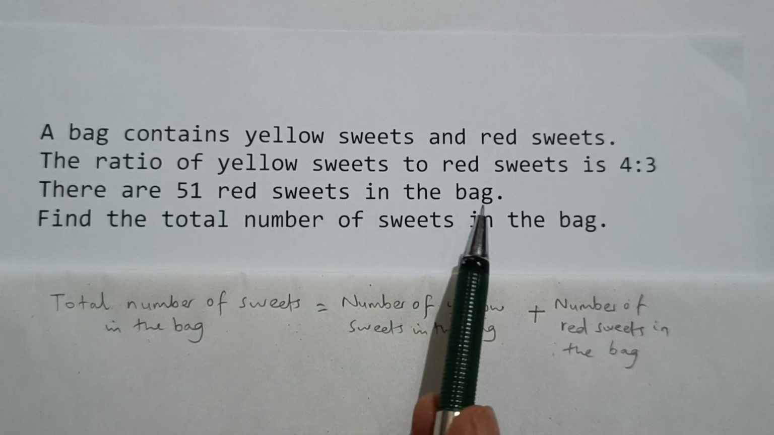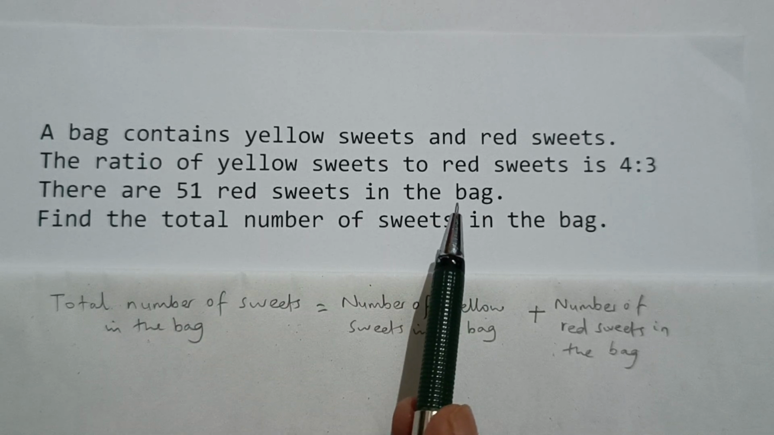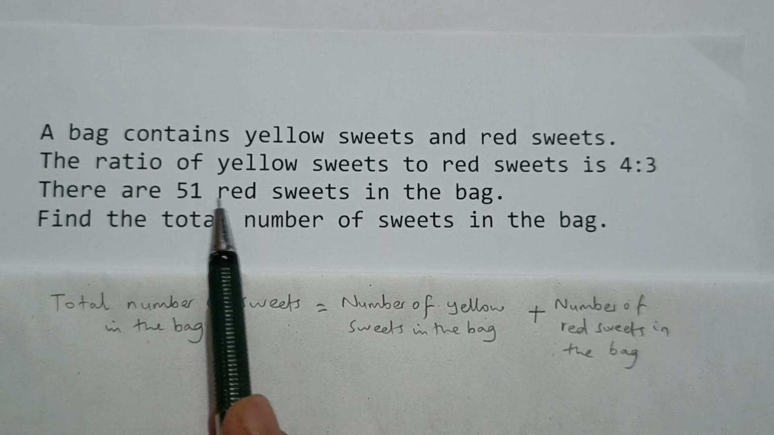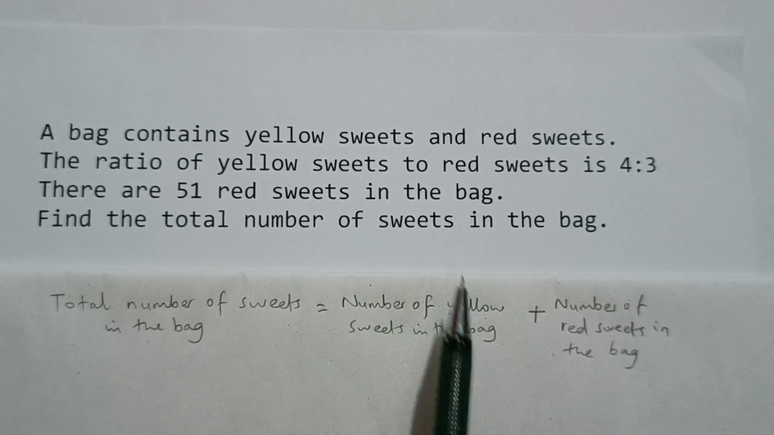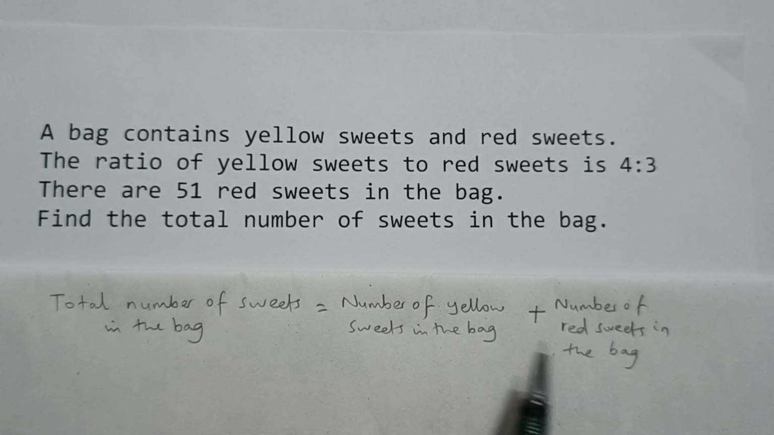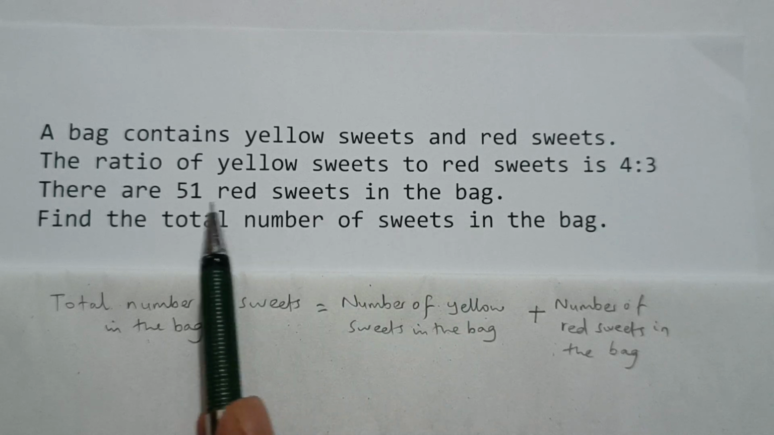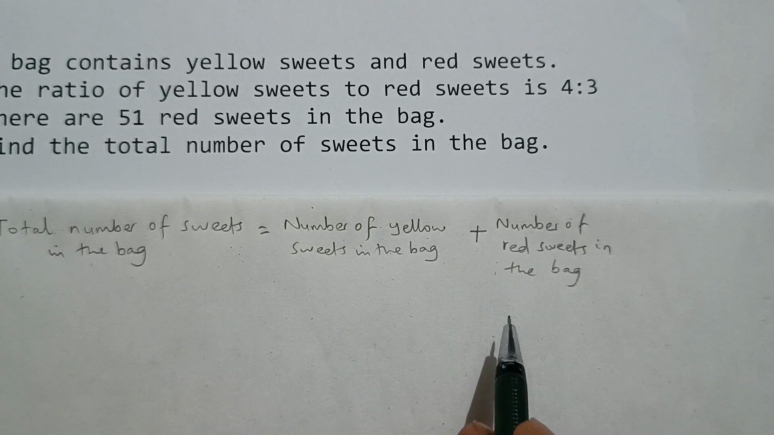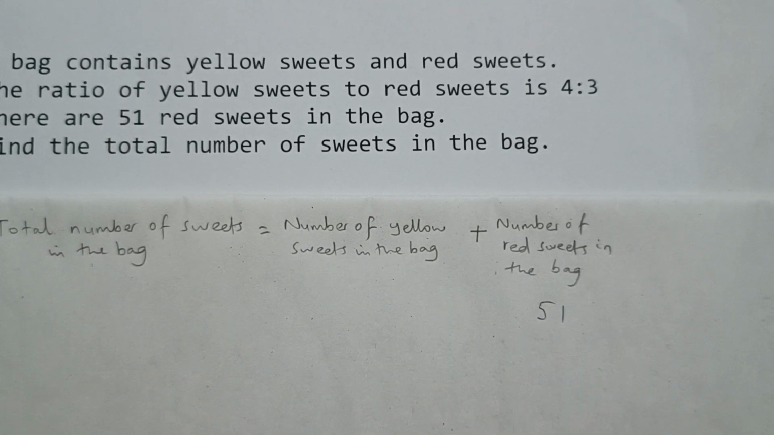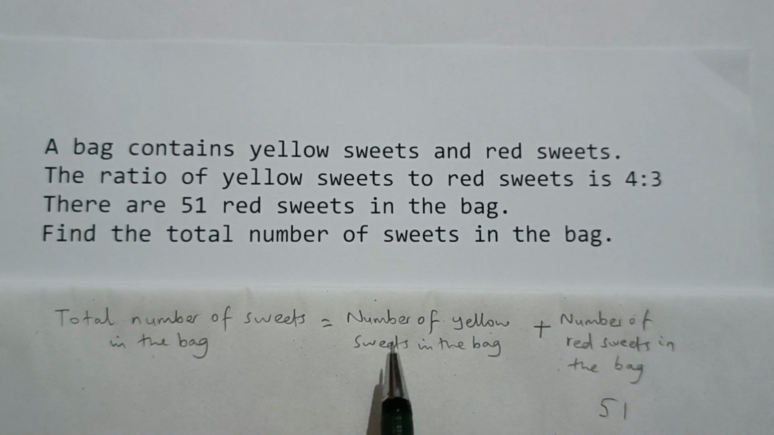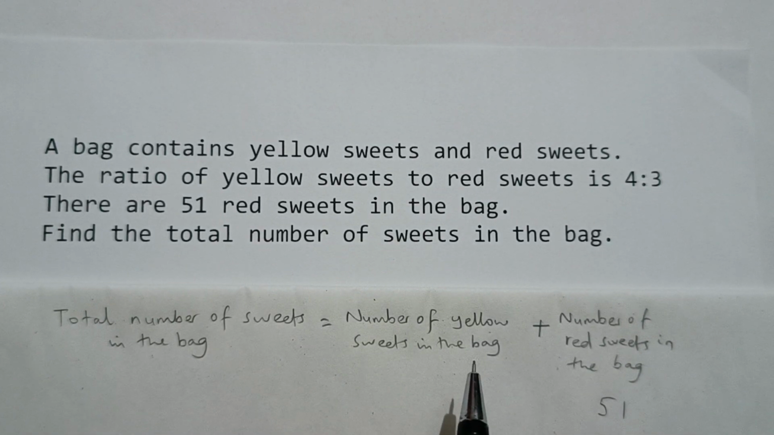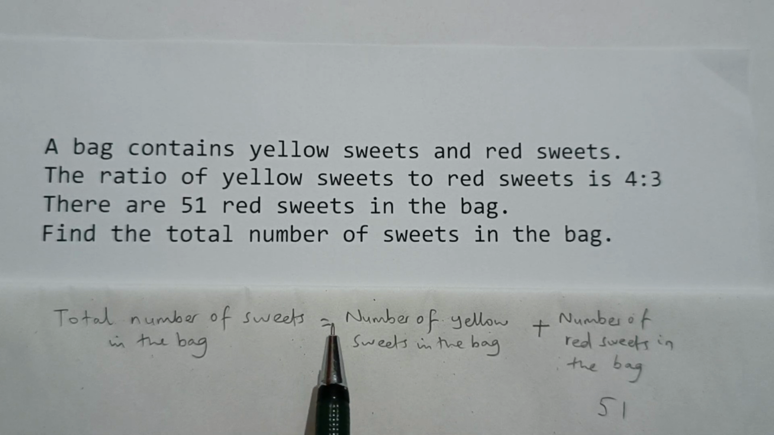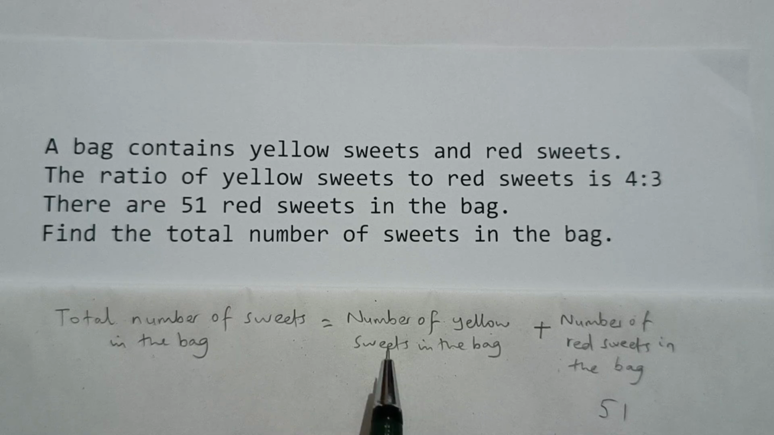Now if you look at this statement, they are saying that there are 51 red sweets in the bag. So the number of red sweets in the bag is already given to us. The number of red sweets in the bag is 51. And if we find the number of yellow sweets in the bag, then our question is solved.